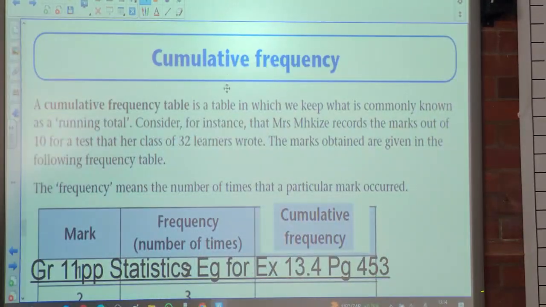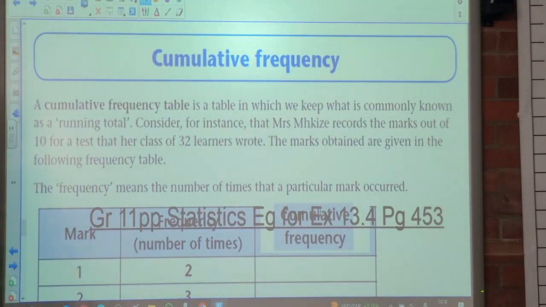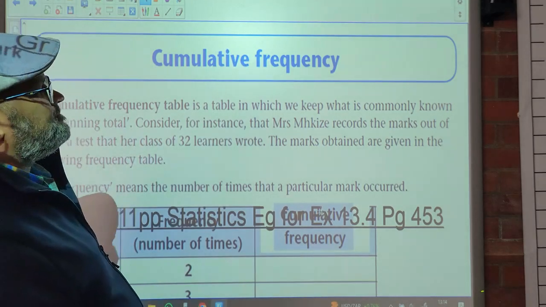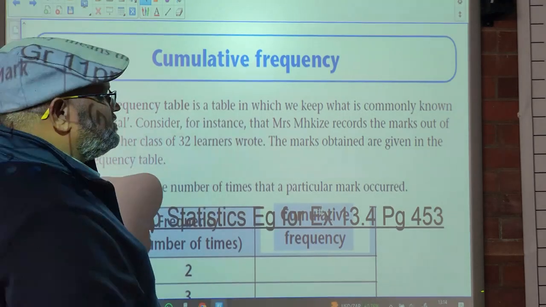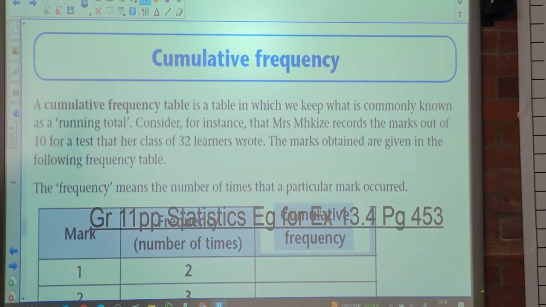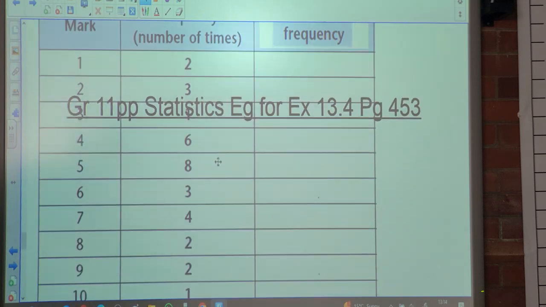Okay. So cumulative frequency. So you guys know what frequency is, no? Frequency is the number of elements or number of people or number of entries in a certain category, interval. A cumulative frequency table is a table in which we keep what is commonly known as a running total. Consider, for instance, that Mrs. Nkezi recorded the marks out of 10 for a test of a class of 32 learners who wrote. The marks obtained are given in the following frequency table. The frequency means the number of times a particular mark occurs, but that we knew already.